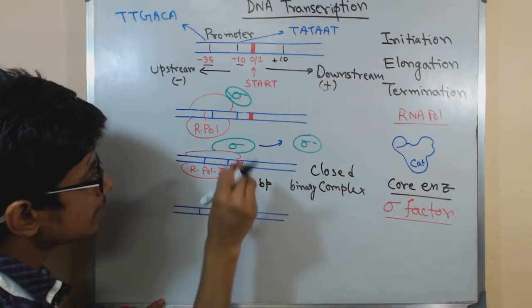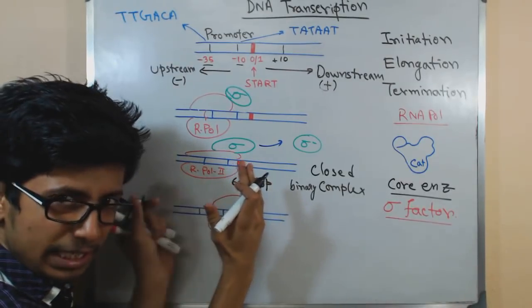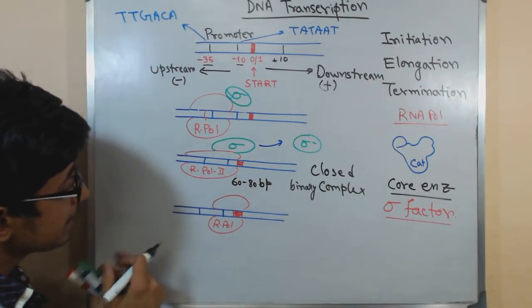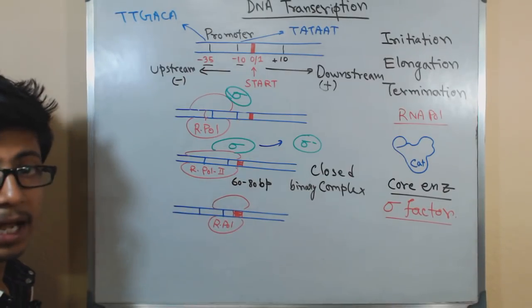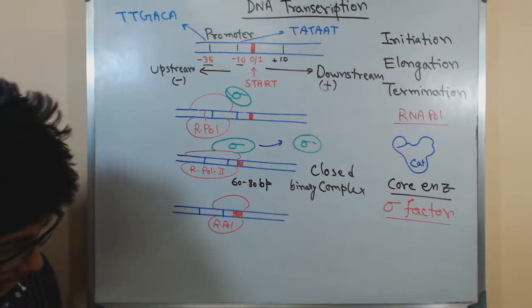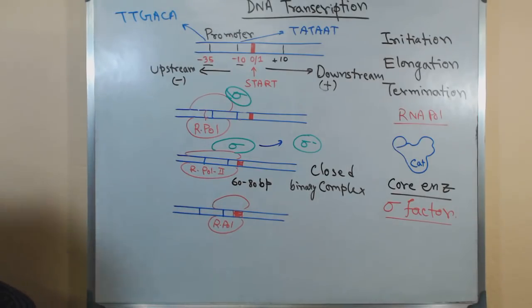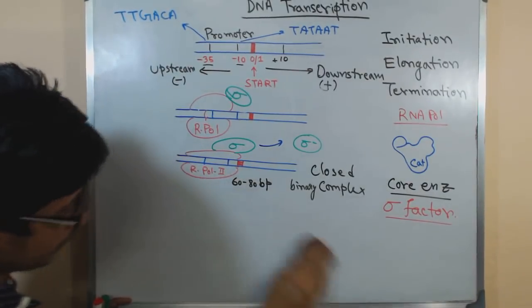After that, once the sigma factor is loosening itself and it is stretching in, right? During that time, they start to melt this DNA a little bit, right? So let me better draw that as a melting condition here. So it is melting the DNA.